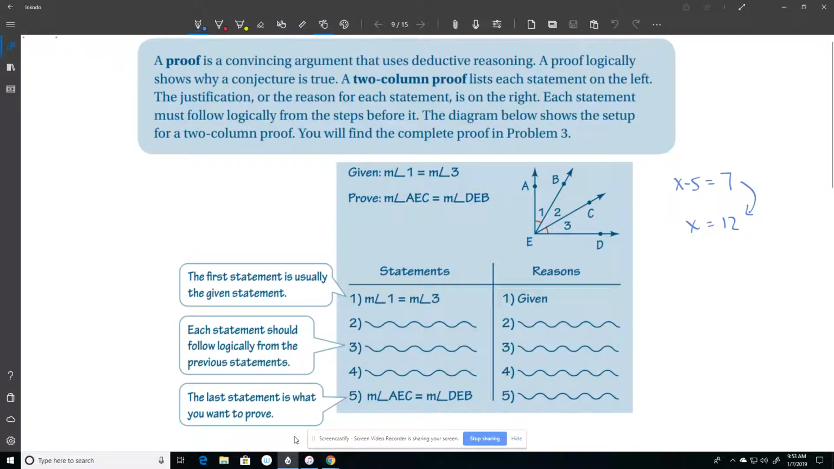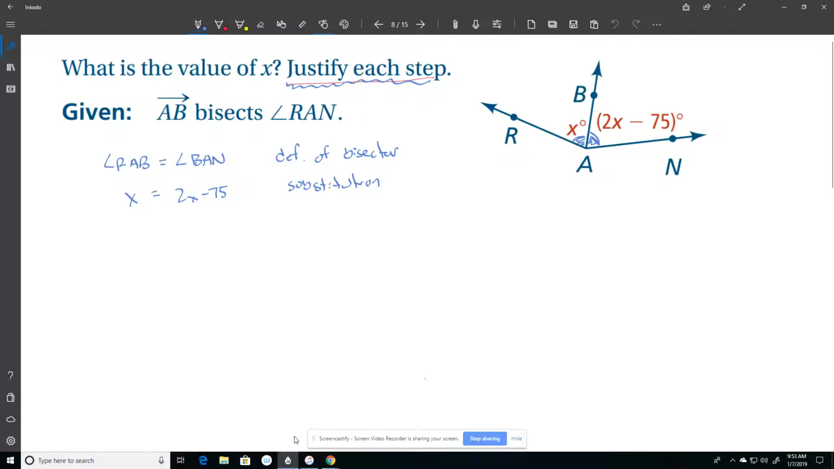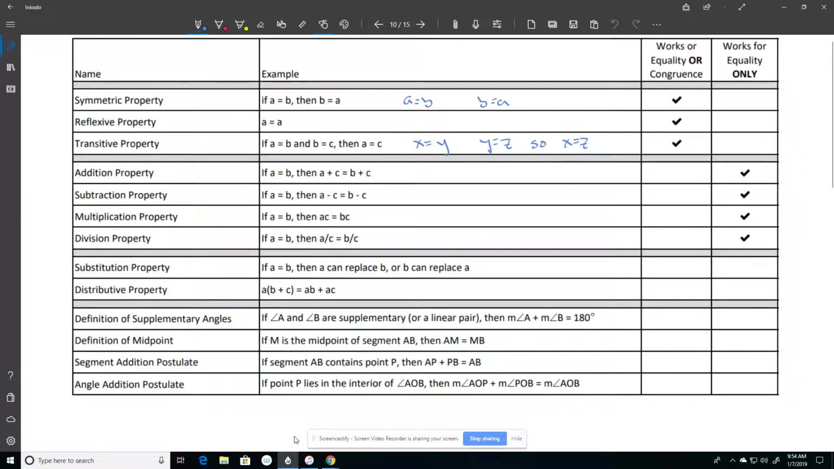So back to our problem right here, my next step would be to get my x's on one side. So I would want to subtract 2x from both sides. So I would end up with negative x equals negative 75. But to get from here to here, I subtracted 2x from both sides. That's our subtraction property. So it's not enough to just subtract it from both sides. This week you have to say why that was allowed. We can add to both sides. We can subtract from both sides and still be equal.